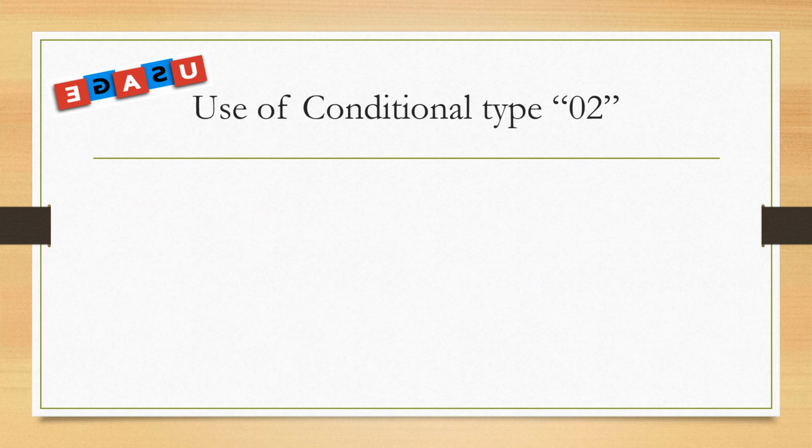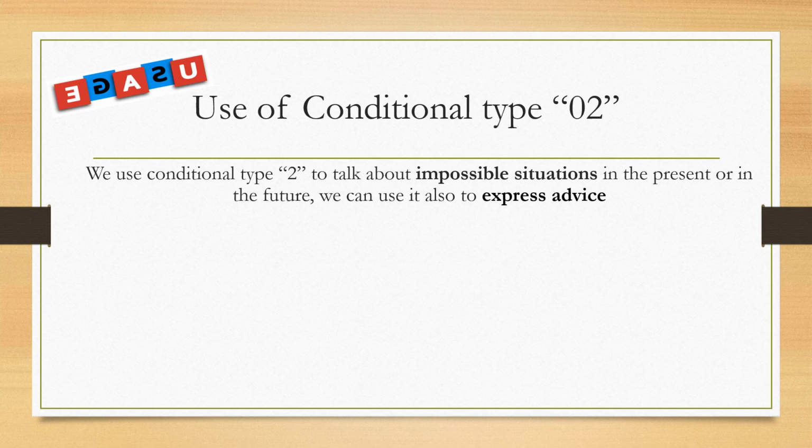Let's move now to talk about conditional type 2. The use of conditional type 2: we use conditional type 2 to talk about impossible situations in the present or in the future. We can use it also to express advice. So we use it in impossible situations, situations that are hard or impossible to realize, or to express advice.